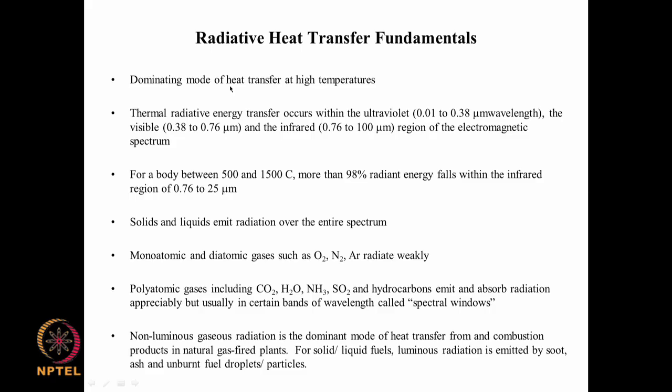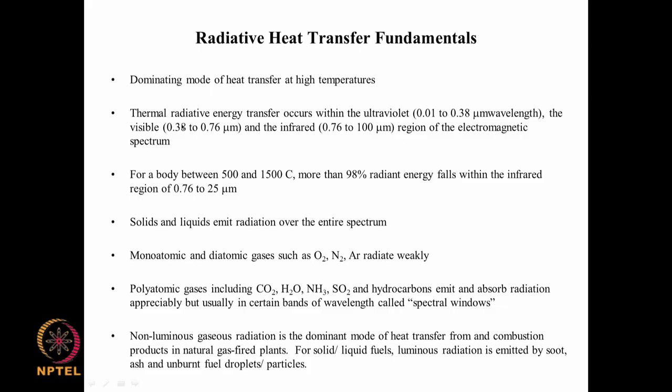For example, in a furnace where the temperatures can be 1000 degrees, 1500, 2000 degrees centigrade, at such high temperatures, radiative heat transfer is the dominant mode of heat transfer, and unless this is done properly, we will not get a proper temperature distribution. Okay. So, in such cases radiative heat transfer becomes an important issue to be tackled.